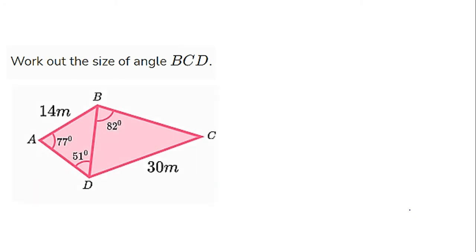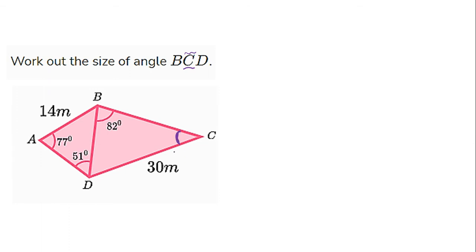So today's question is work out the size of angle BCD. Let's suppose this is my shape ABCD, and it says work out the angle BCD. Which angle is it talking about? Whenever we have something like this, they always talk about the middle letter for the angle. So BCD means this angle C right here.